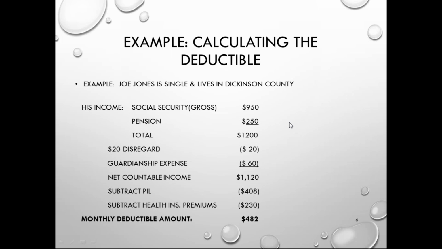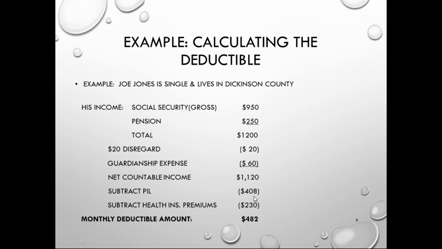So Joe Jones is single, and he's living in Oakland County. Sorry, there's a typo. So his gross Social Security amount is $950. He has a $250 pension. So his total income is $1,200. We're going to subtract that $20 disregard. In his case, he had a guardian, so subtract that guardianship expense. And so his net countable income is $1,120.